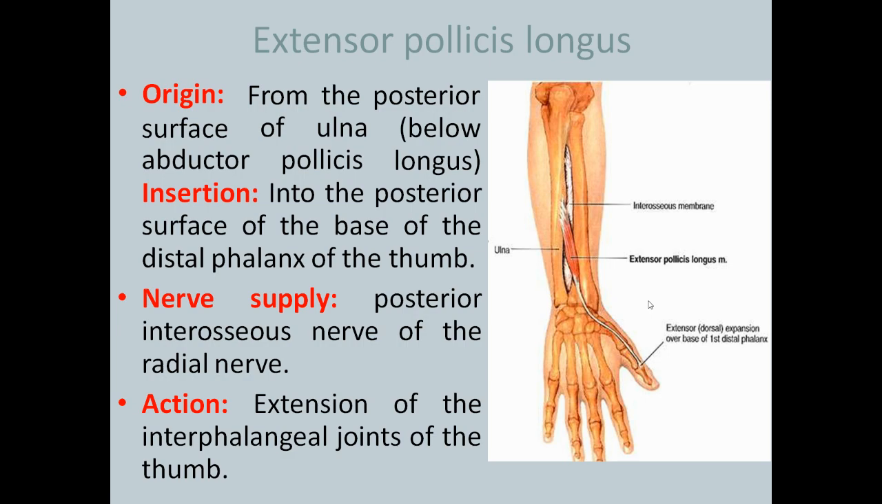Now we will see the extensor pollicis longus. It will take the origin from the posterior surface of the ulna, and it will insert into the posterior surface of the base of the distal phalanx of the thumb, and the nerve supply will be by the posterior interosseous nerve of the radial nerve, and the action is the extension of the interphalangeal joint of the thumb.